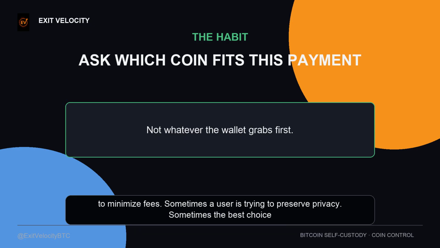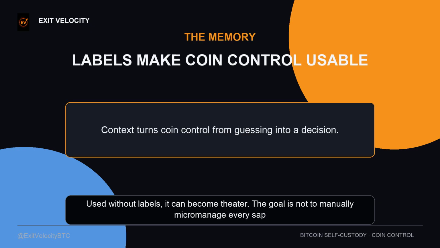Now you can choose. There is also a fee side to this. Bitcoin transactions use inputs. More inputs generally mean more transaction data. More data can mean higher fees. So coin selection is not only about privacy. It can also affect cost and transaction size. Sometimes a wallet is trying to minimize fees. Sometimes a user is trying to preserve privacy. Sometimes the best choice depends on urgency, fee conditions, and what the coins represent.